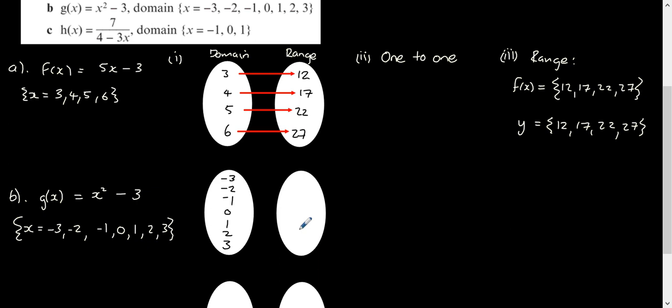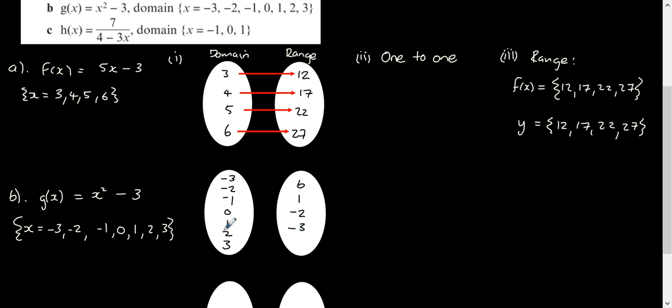Now to create the range, we're going to substitute values in and see what comes out. If we take x equals minus 3 and substitute in, minus 3 squared is 9, 9 minus 3 is 6. Now you might see what's going to happen here, or you might not. That's okay. Substitute x equals minus 2, minus 2 squared is 4, 4 minus 3 is 1. Substitute x equals minus 1, minus 1 squared is 1, minus 3 is minus 2. Substitute x equals 0, 0 squared is 0, minus 3 is minus 3.